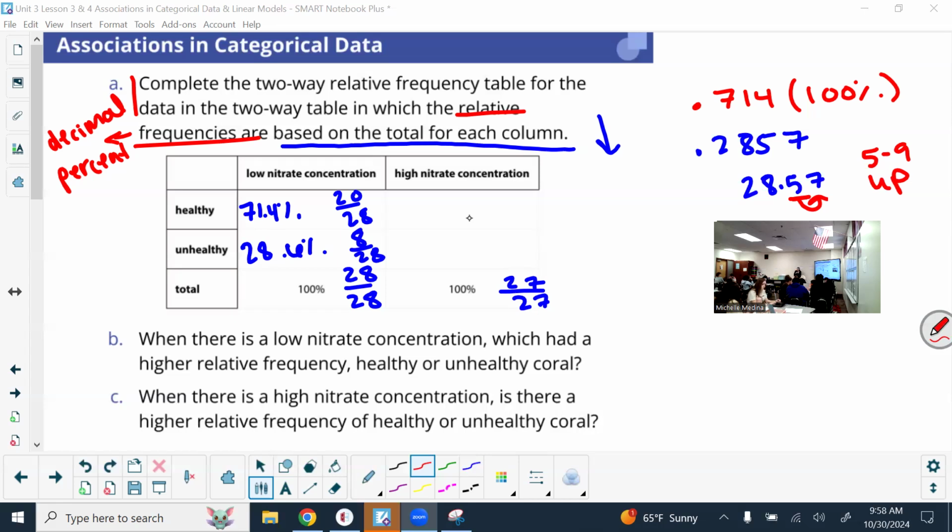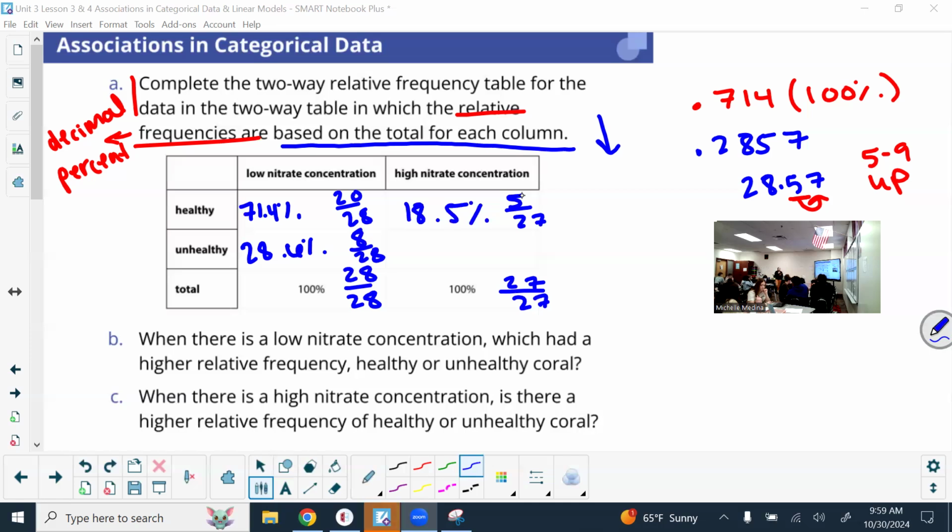All right, table 9. What about for the high nitrate concentration of healthy coral? 18.5%. And what did you divide to make that happen? And what was the numerator? All right. So then don't divide it by 28 because this one has a different column total. And then times by 100% and rounded, that is correct.